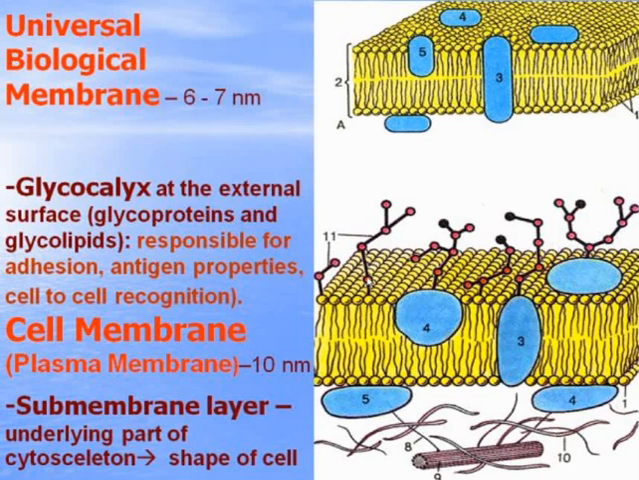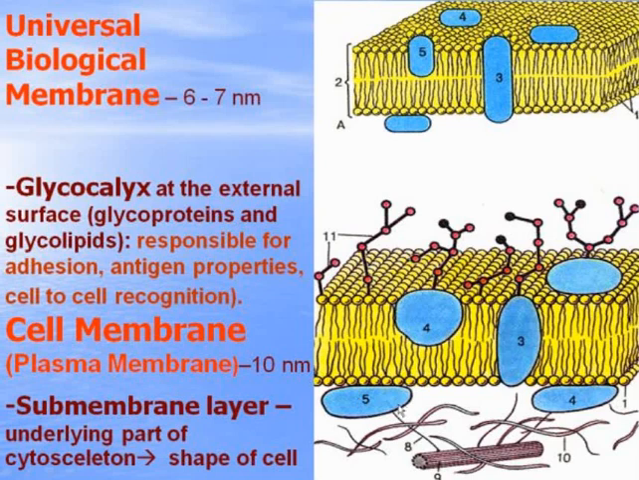Glycocalyx consists of carbohydrate chains connected with lipids or proteins, and it produces the complex glycolipids and glycoproteins of the cell membrane. Glycocalyx is responsible for cell recognition and adhesion.